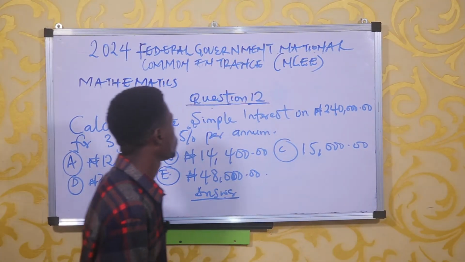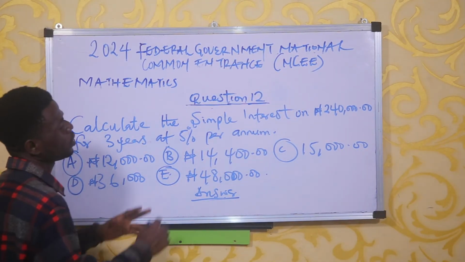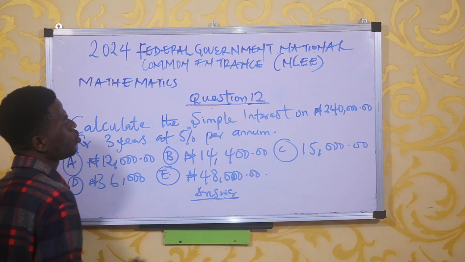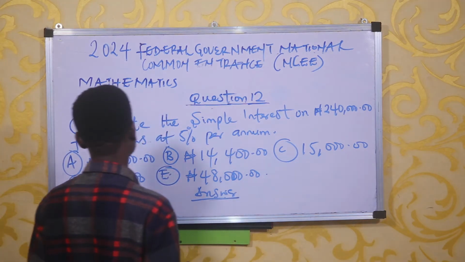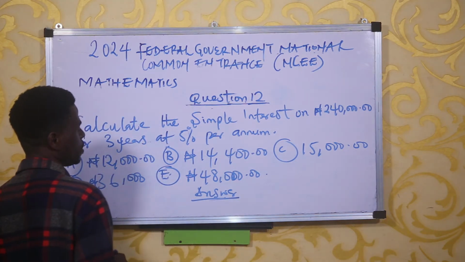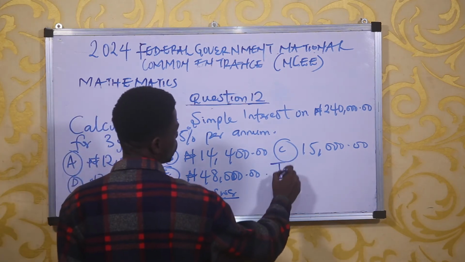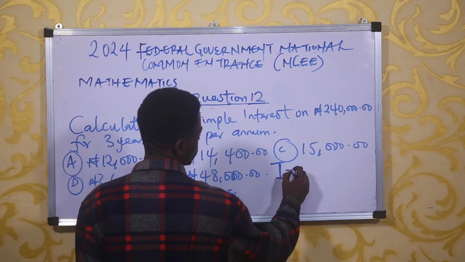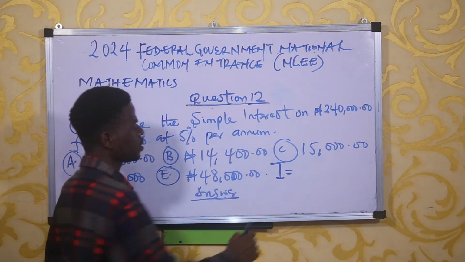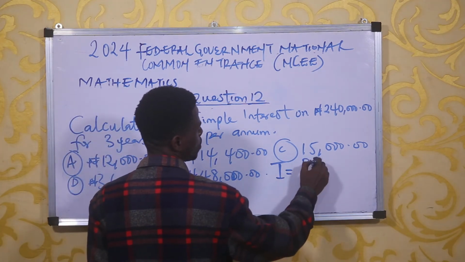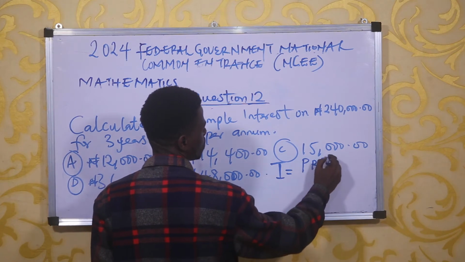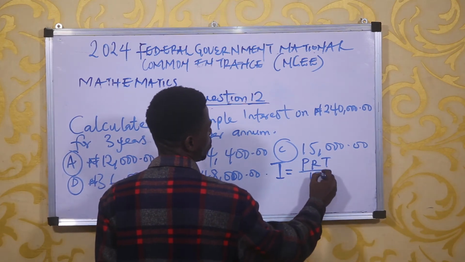Yeah, question 12 says: calculate the simple interest on 240,000 naira for 3 years at 5%. In this place, don't forget our rule for simple interest. The formula for simple interest was: interest equals principal times rate times time over 100.